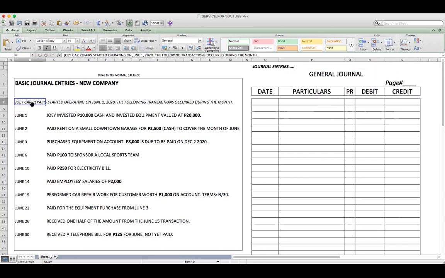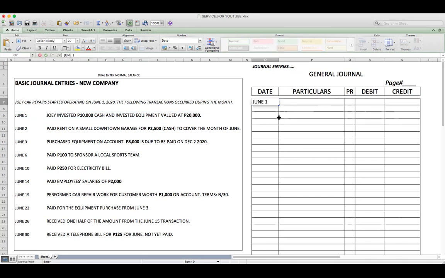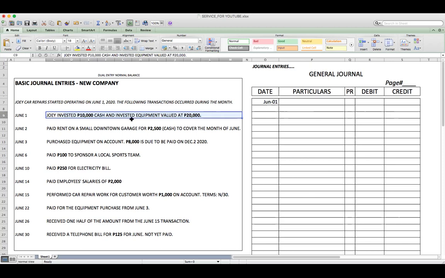May page 1, page 2, since ang tawag natin sa accounting ay basically bookkeeping. So, let's start now. Ang business natin ay isang uri ng car repairs, no? Started operating on June 1. So, ito yung mga transactions na naganap. Isa-isahin na natin sila para ma-apply na natin ang dual entry at ang paggamit ng normal balance. So, ang date ay June 1. Ano ang sabi sa June 1? Joey invested 10,000 cash and invested equipment valued at 20,000.